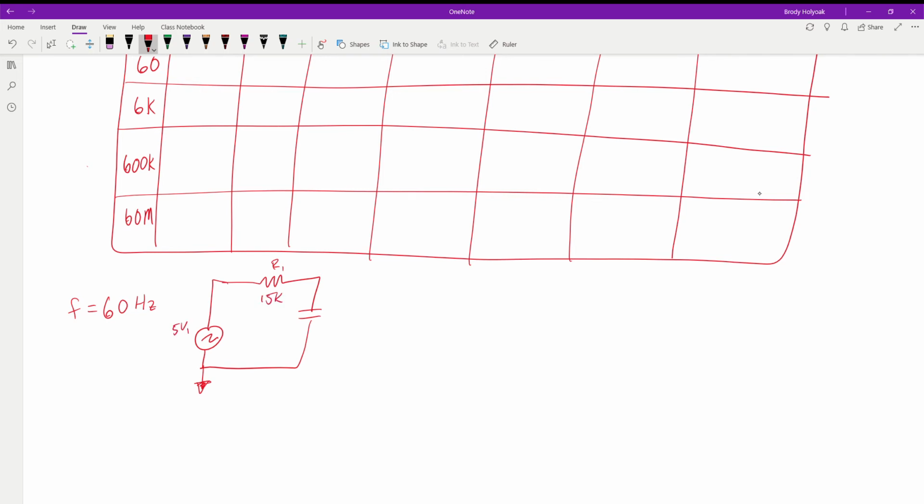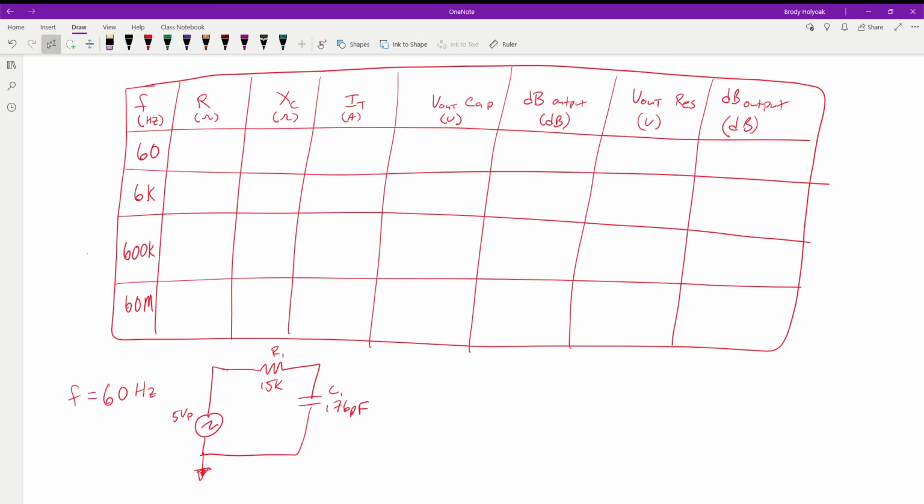And we have an input voltage of 5 volts peak. Okay, so here is my base circuit, and I will color code these to coordinate with the different frequencies. So 60 hertz is going to be in red. So the first thing we need to look at on our chart is resistance.